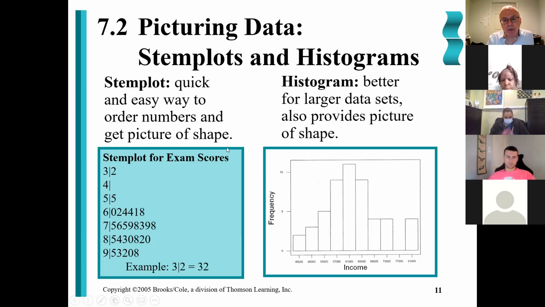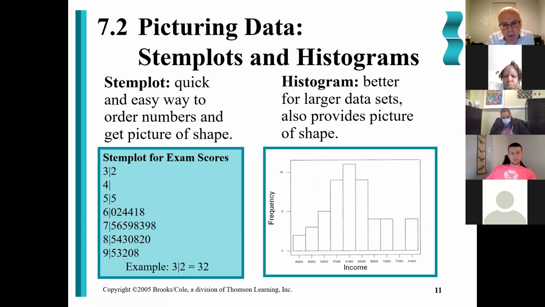Now, another way of displaying numeric data is called a histogram. Okay. And what they're showing to the right here is an example of a histogram. A histogram typically has running along the x-axis the numerical variable with different values. Here's 45,000 all the way up to 81,000. And then running along the y-axis is what's called the frequency, and that just means count.